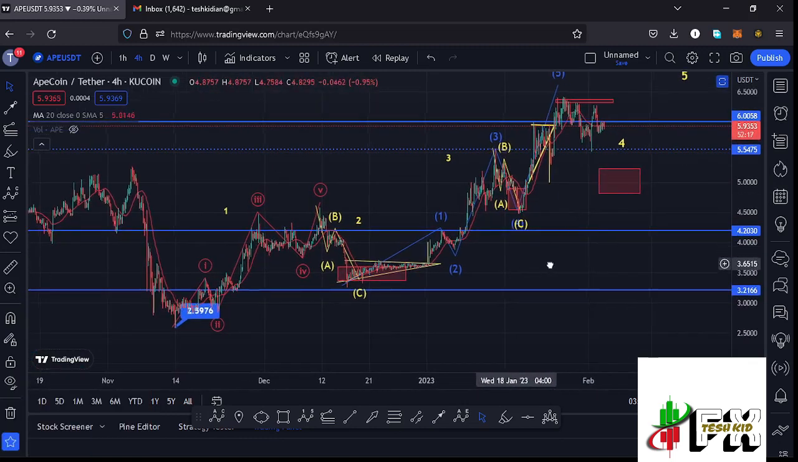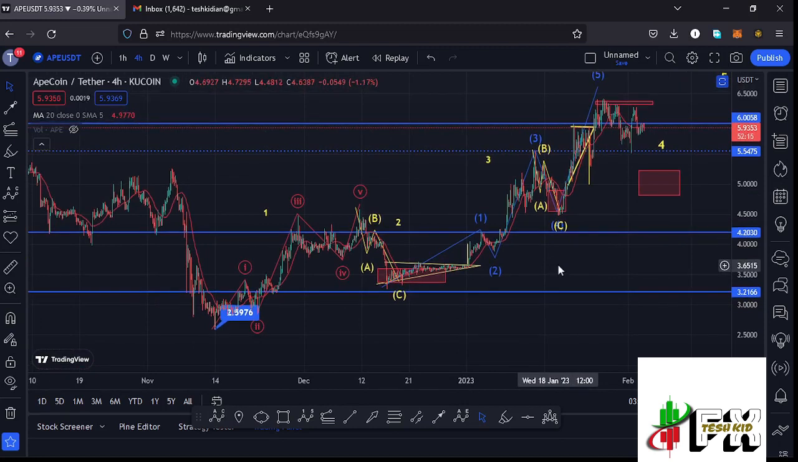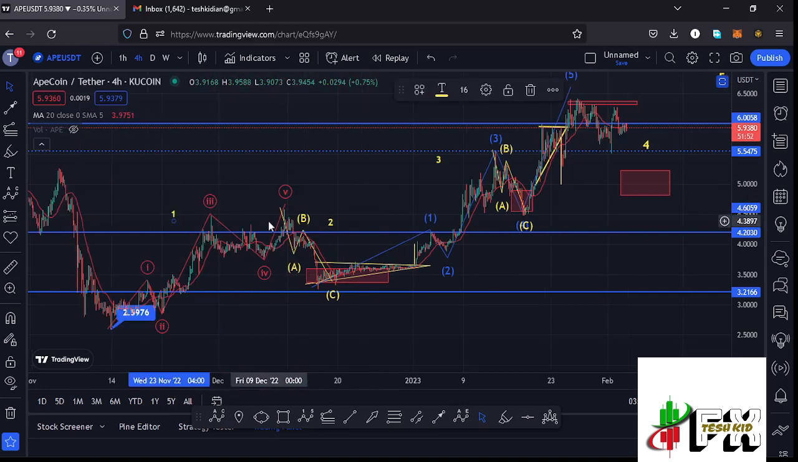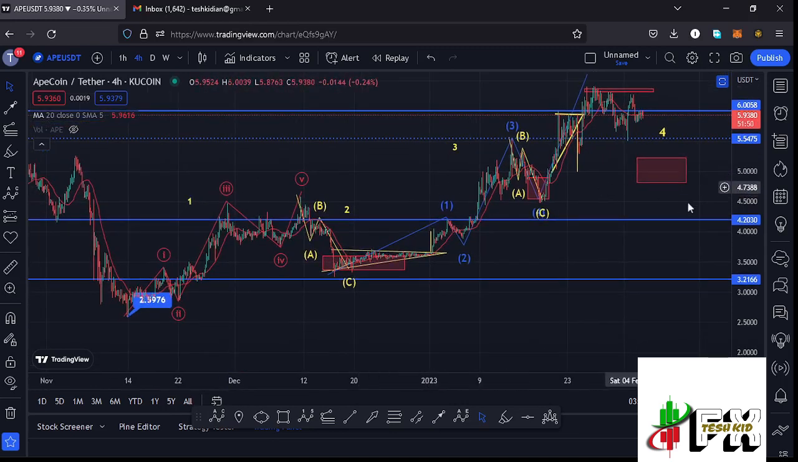And allow me to start the video here on the 4-hour chart by first giving you a quick recap of what has been happening, and also give you the long-term scenarios that I'm expecting to play out, where you can see that Apecoin, after making its low at around the $2.5976 mark, we saw a 5-wave structure to the upside, having the wave 5 making its peak at around the $4.6 mark, and also completed a larger Elliott wave count 1 to the upside.